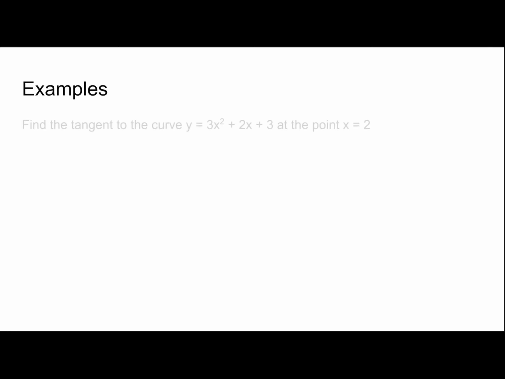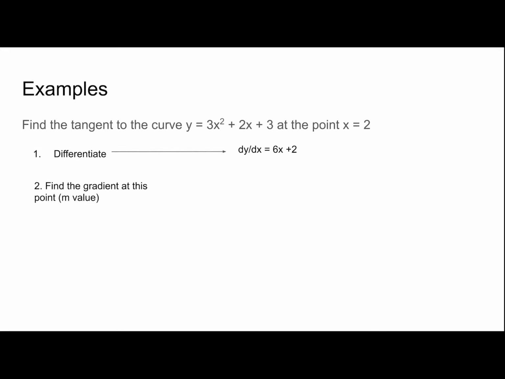So we have our examples here. Find the tangent of a curve y equals 3x squared plus 2x plus 3 at the point x equals 2. Alright, so we're going to follow through with our steps. Differentiate, and we're going to find that our derivative is equal to 6x plus 2. And next, we're going to find the gradient at this point. So basically, we're going to find our m value, the m value of our straight line. We're going to substitute 2 into the equation, and we should get our answer to be 14.